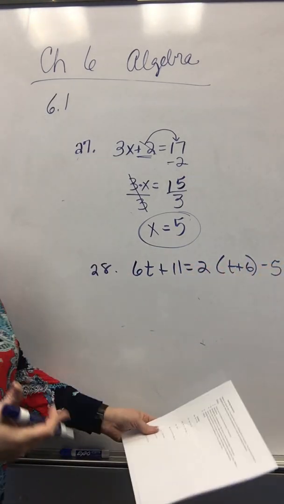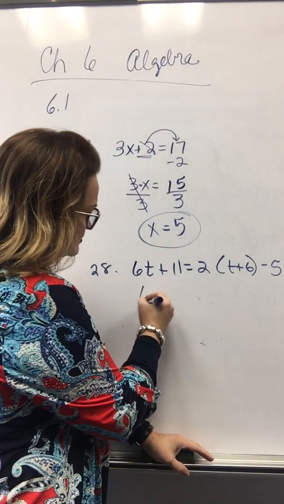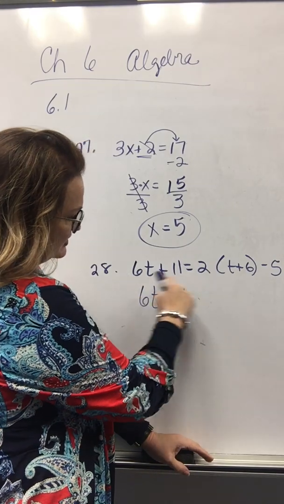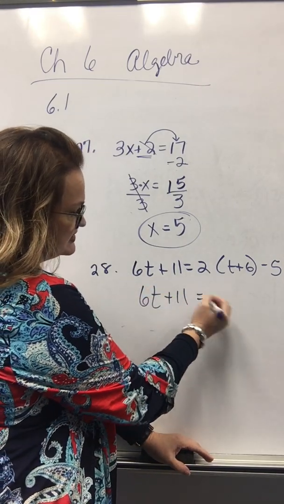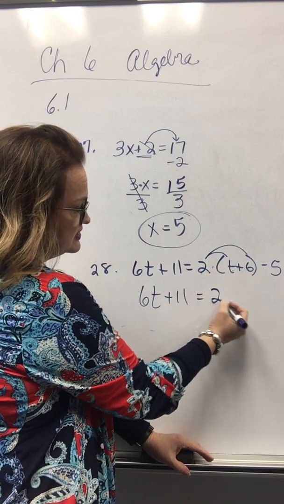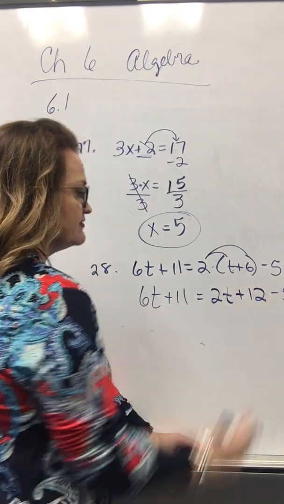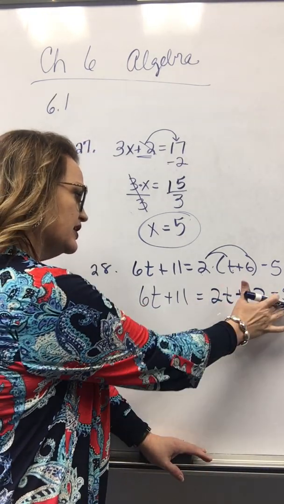So in 28, we see our first example where we need to use that distributive property we learned. So we would start on this left side, nothing can be done. That's as simplified as it gets. On the right side, I can distribute this 2. 2 times t is 2t. 2 times 6 is 12. And then we have a minus 5. Then I can further simplify that.